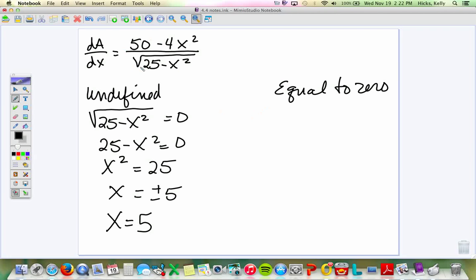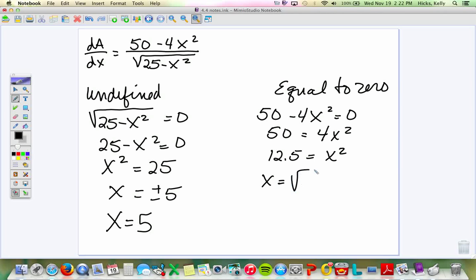Okay, what about when it's equal to 0? Well, if this entire thing is equal to 0, the denominator would cancel out, so you just really need to look at the numerator. So 50 minus 4x squared equals 0. So we get 50 equals 4x squared. 50 divided by 4 is 12.5. And so x is equal to plus or minus the square root of 12.5. But once again, the negative is not in our domain. The positive square root of 12.5 is, I don't remember what it comes out to be in a decimal, somewhere 3 something.